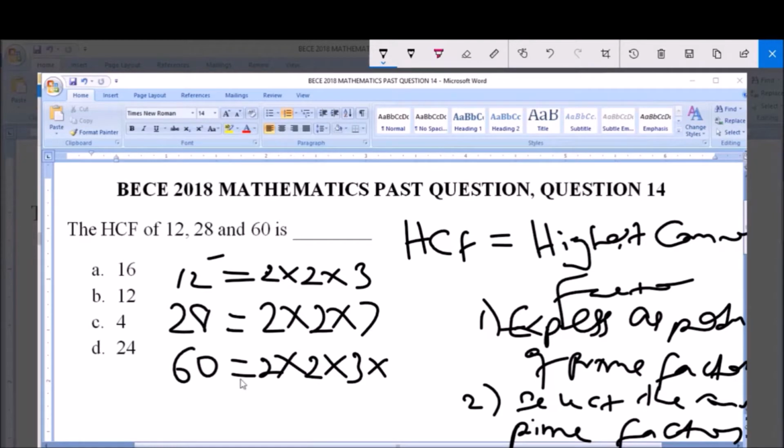Now we are left with 5, and 3 cannot go into 5, so we move to the next prime number, which is 5, and 5 will go into 5 one time, so we write down 5. Now we have successfully expressed them as products of their prime factors.